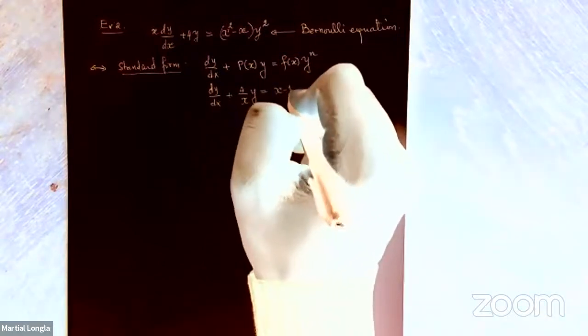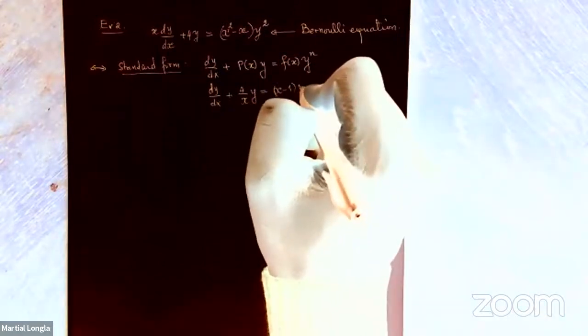So in this case, that's going to be dy over dx plus 4 over x y equals x minus 1 times y squared. And that is obtained by dividing both sides of the equation by x, which is the coefficient of dy over dx.